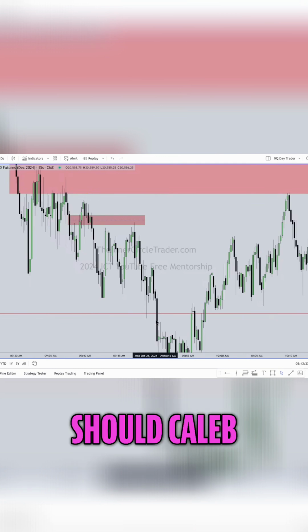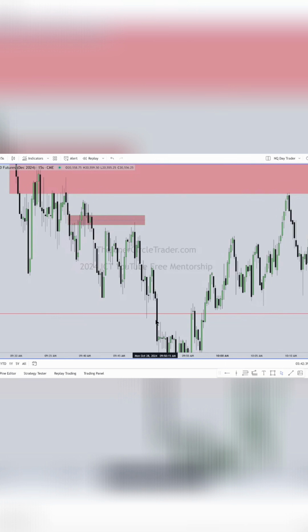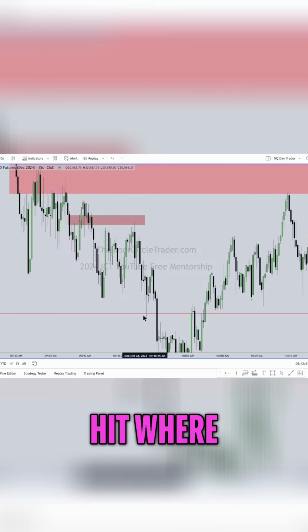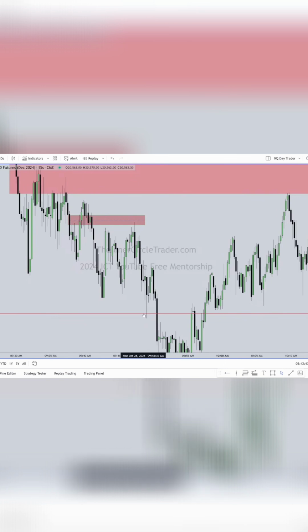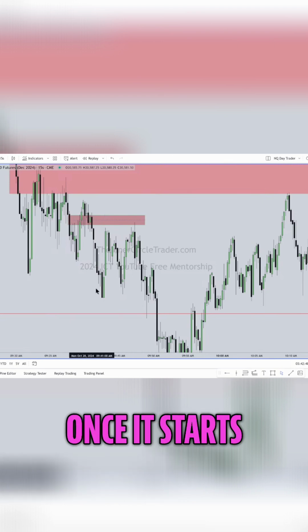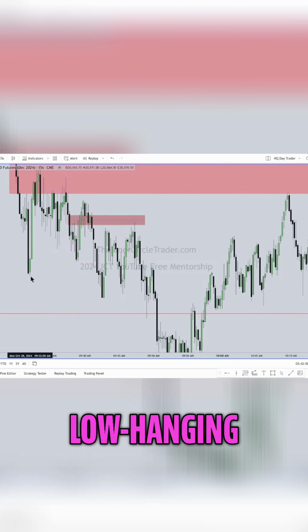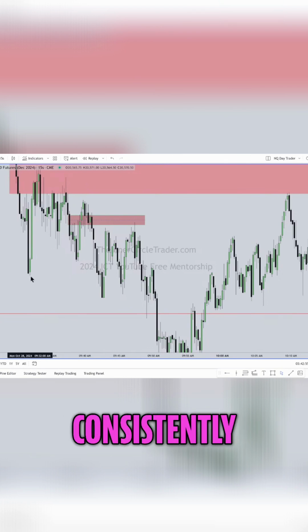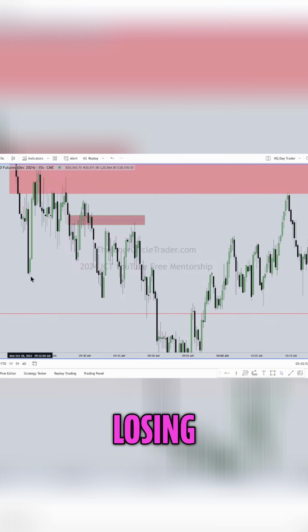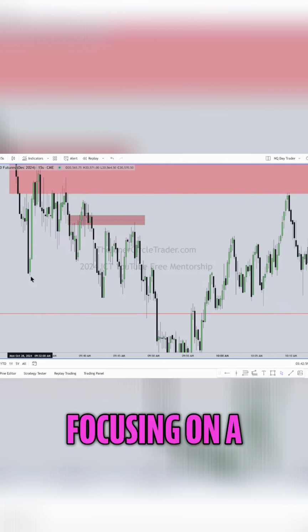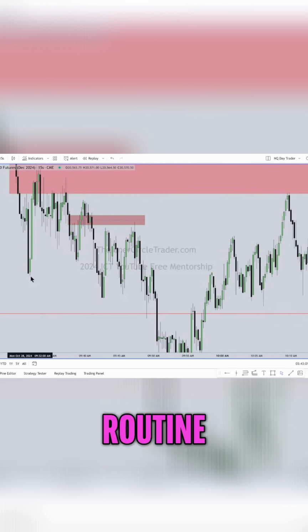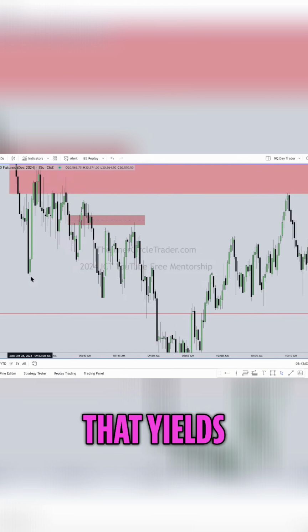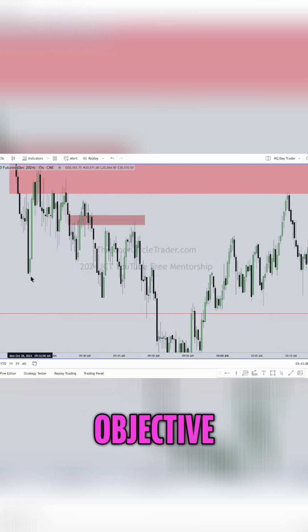Should Caleb or should you feel depression about that because it hit where you thought it was going to go? No. Just because you exit once it starts to break down and it goes to your first low-hanging fruit objective, which would be below this low here, remember, it's about making money consistently and not losing more than you should. Focusing on a consistent routine, a protocol, a process that yields you a very easy low-hanging fruit objective: getting money, get it, go.